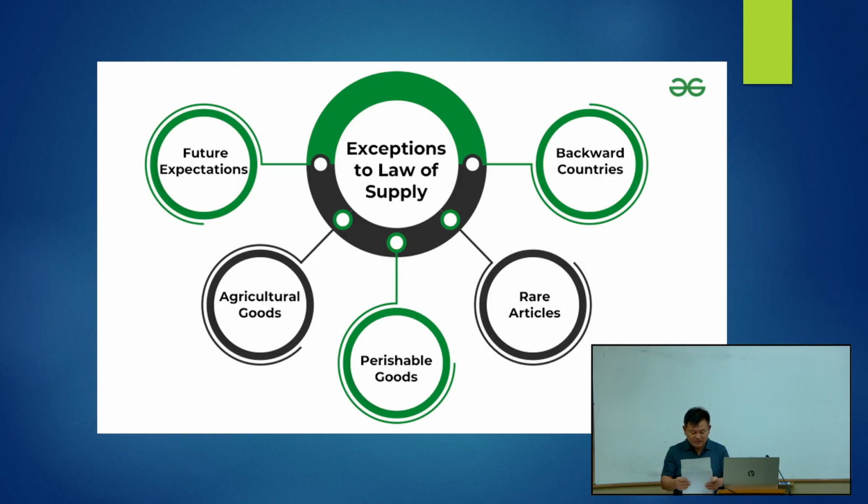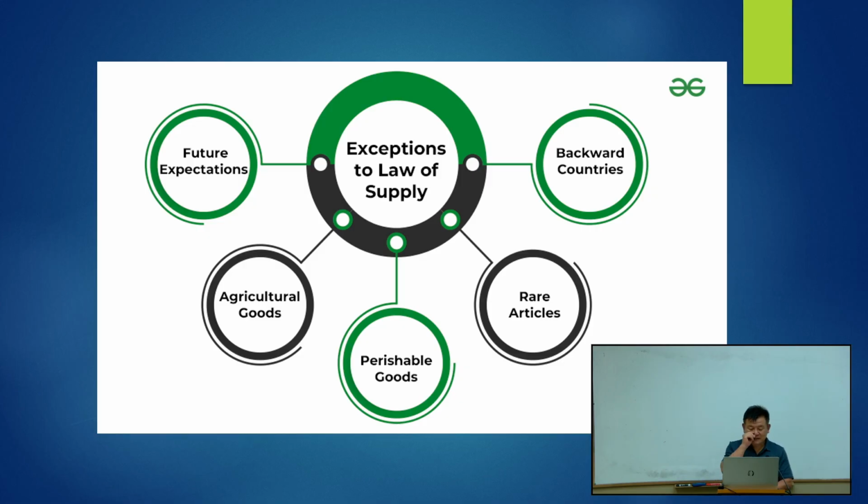Okay, let's move to the next. This is the exception of the law of supply, the same as the exception of the law of demand. Future expectation is the same as in the law of demand. If this product's price is expected to increase, then supply may be increased or decreased.